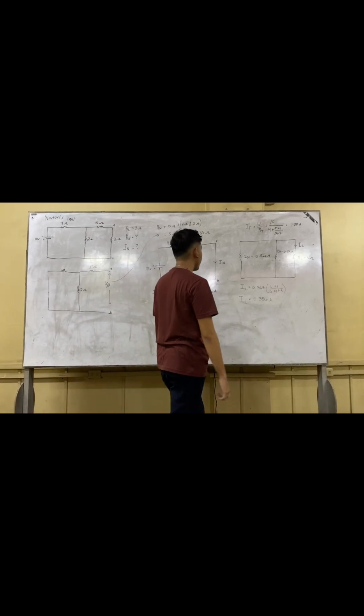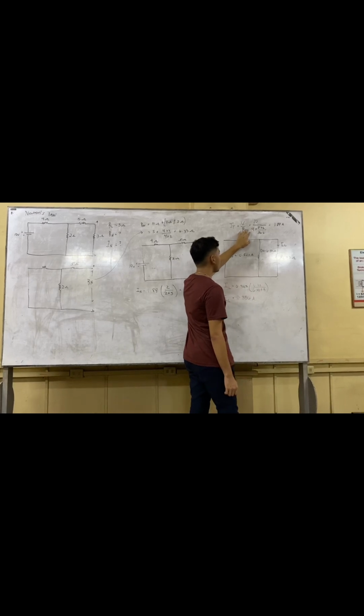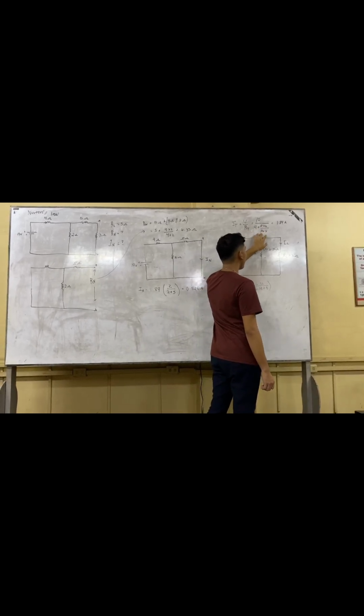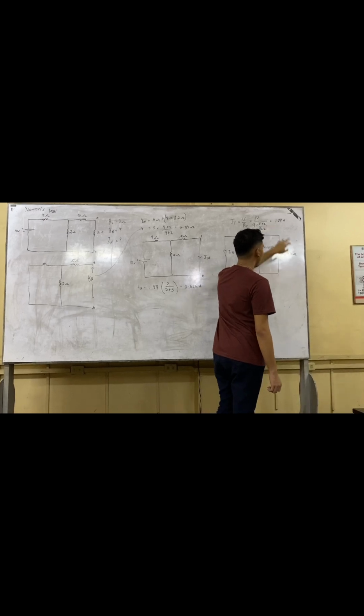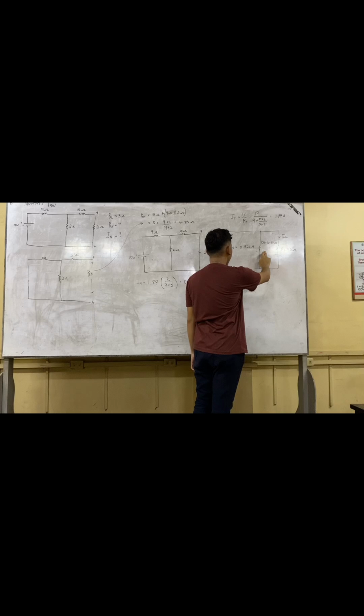And last, we're going to solve IP. We have V over R total, which is equal to 10 over 4 plus 5 times 2 over 5 plus 2, which is equal to 1.84 ampere. Yes, we have our IN and RN.